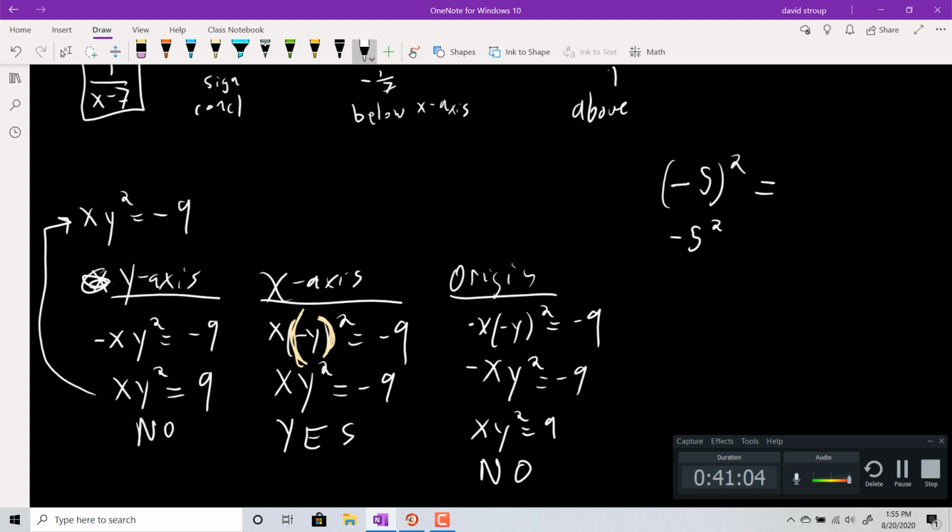Anyways, (negative 5) squared is 25. This negative 5 squared is negative 25. So those are different. I think that's good enough. We'll stop it there, and I'll see you next time.